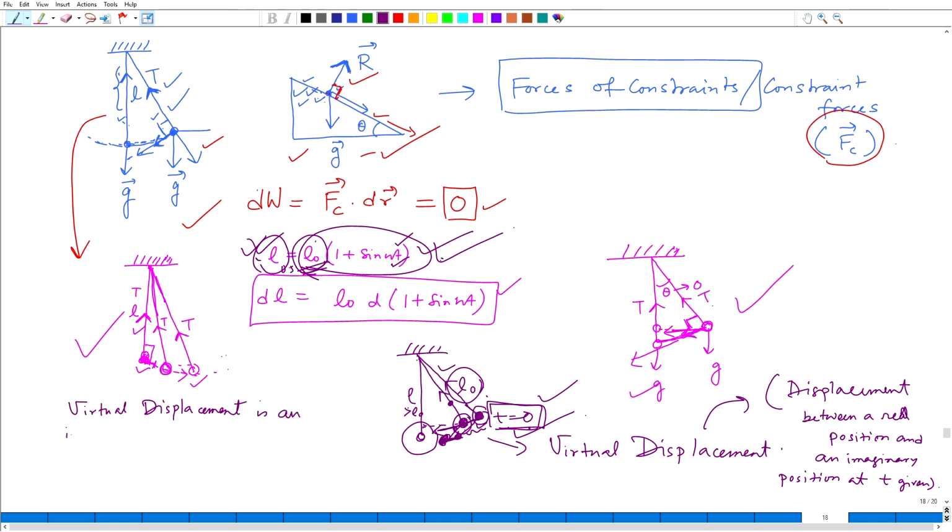So, virtual displacement is an imaginary displacement, without changing time, consistent with the given constraint for a motion. Okay. Now, what is the advantage of virtual displacement?